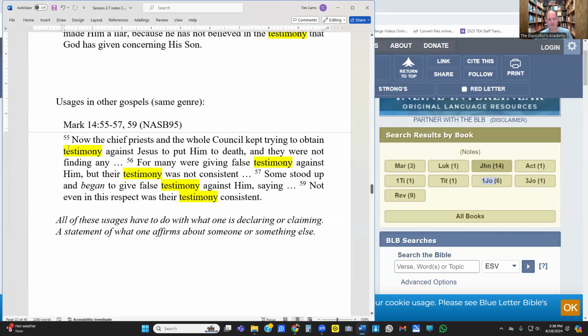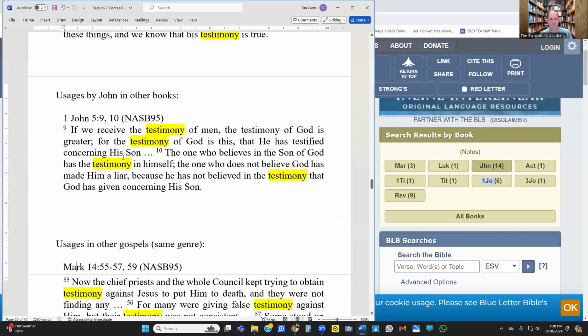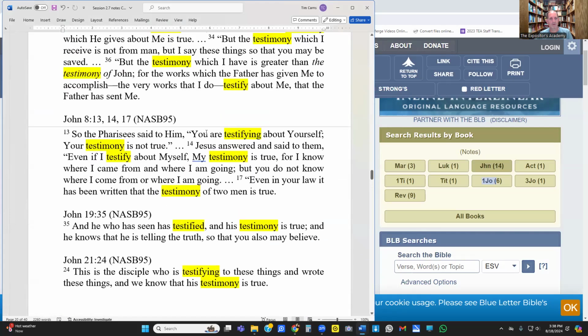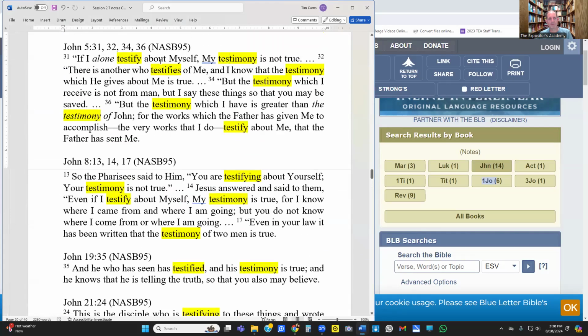Okay, again, always translated testimony. So it's used the same way. There's the noun version, testimony, and then the verb version, testify or testifies. Testify, testifying. All right. So these are the verb form, and testimony is the noun form.